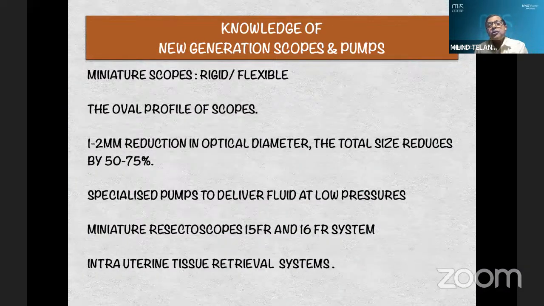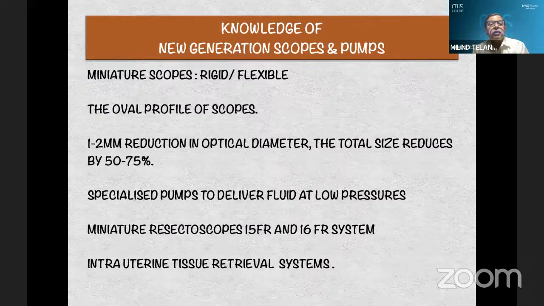Knowledge of new generation scopes. The new generation scopes which we're using are the generation 4 and 5 scopes, that is the miniature rigid scopes. Flexible scopes are no longer used because they require a lot of maintenance. They can be used only with CO2. Vaginoscopic becomes difficult. Diagnostic is feasible, though the entry is very easy with flexible scopes.